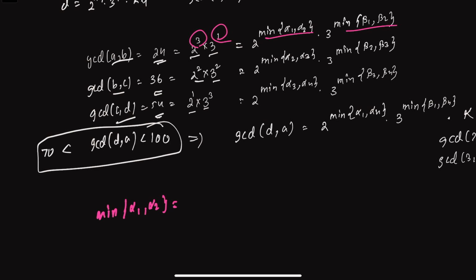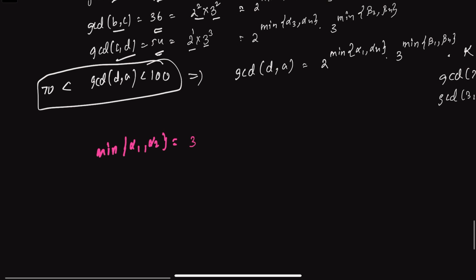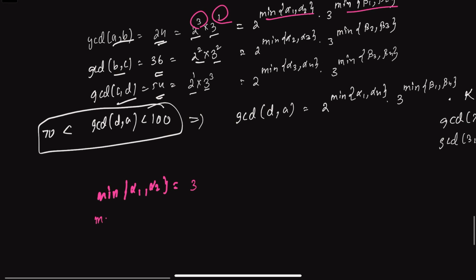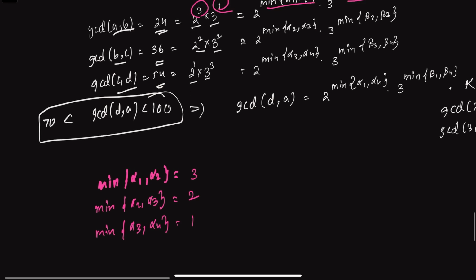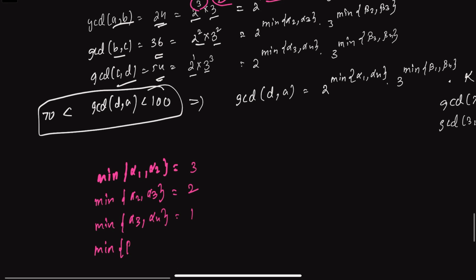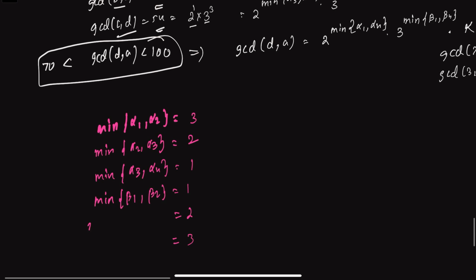basically minimum of alpha 1 comma alpha 2 is 3, and if I note down the minimums, minimum of alpha 2 comma alpha 3 is 2, and minimum of alpha 3 comma alpha 4 is 1. The same way minimum of beta 1 comma beta 2 is 1, and then this is 2 and 3. So beta 2 and beta 3 is 2, and beta 3 and beta 4 is 3.